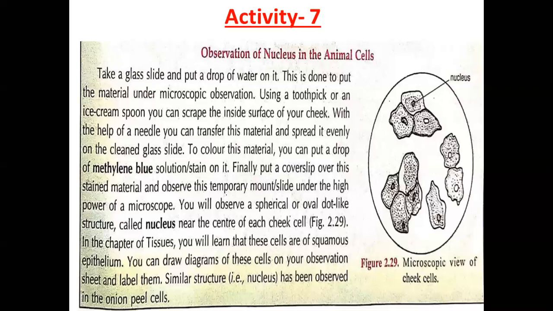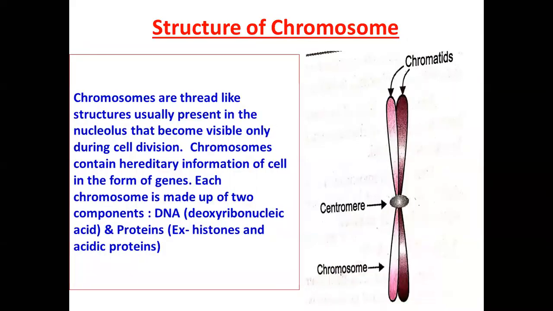A similar structure, that is the nucleus, has been observed in the onion peel cells as well. In the next chapter, we will discuss it in a little more detail. Now next is the structure of the chromosome. Before heading to the structure of the chromosome, a few differences we have to understand about nucleus and nucleolus.